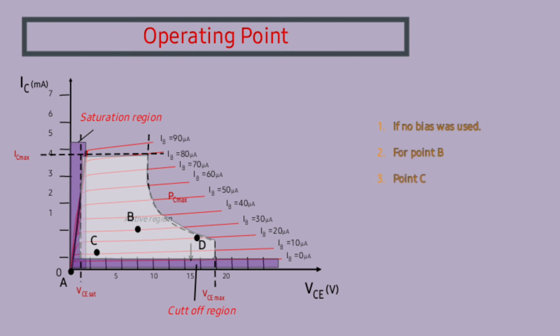Next is point C. This point C would allow some positive and negative variations of the output signal, but the peak to peak value would be limited by the proximity to VCE equal to 0 volts and IC equal to 0 milliamps. Operating at this point C also raises some concerns about the non-linearities introduced by the fact that the spacing between the IC curves is rapidly changing in this region.